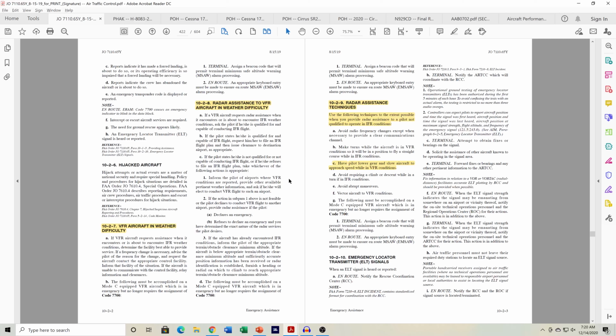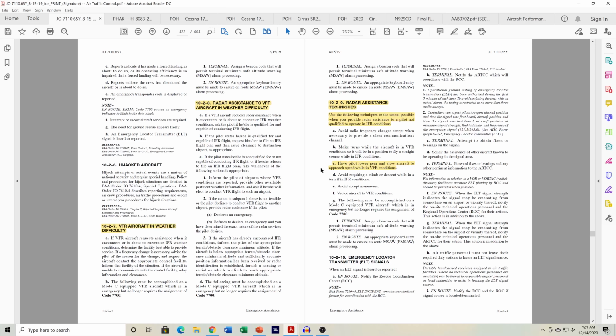The one I want to focus on at the moment is just 10-2-9, which is a section officially labeled Radar Assistance Techniques, and it says, use the following techniques to the extent possible when you provide radar assistance to a pilot not qualified to operate in IFR conditions. And at the moment, the only one I'm concerned with is paragraph C, which says, have pilot lower gear and slow aircraft to approach speed while in VFR conditions. So in principle, I'm absolutely on board with this, but let me note a couple things.